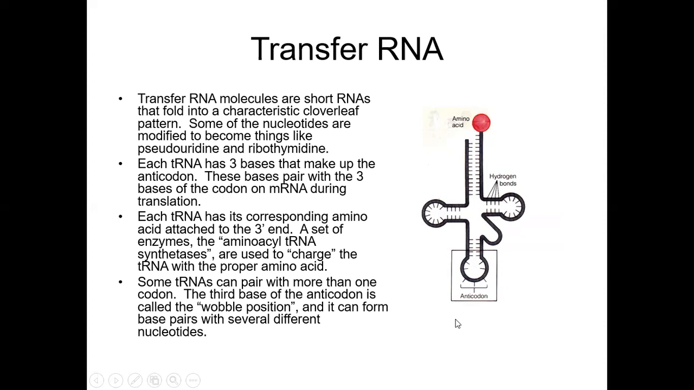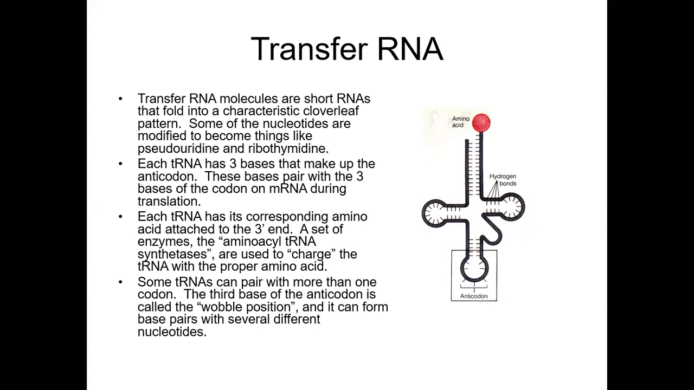For example, if on the mRNA the codon is AUG, meaning adenine, uracil, and guanine, then always keep in mind that in front of adenine, thymine binds, and in front of thymine, adenine binds. So the mRNA contains the codon and the transfer RNA contains the anticodon. Each transfer RNA has three bases that make up the anticodon. These bases pair up with three bases of the codon on mRNA during translation.